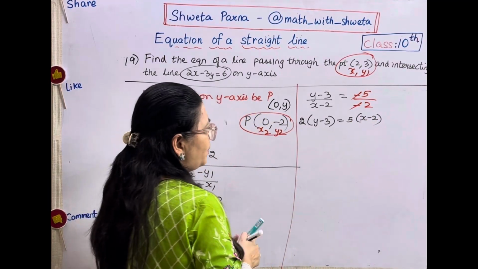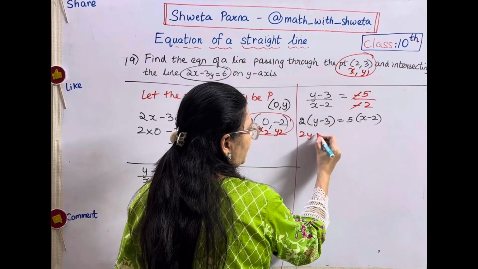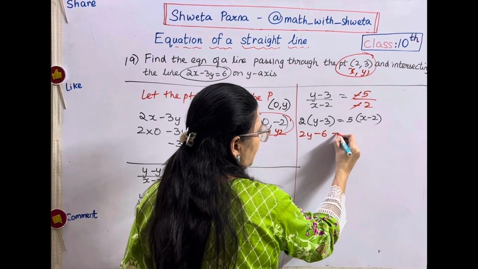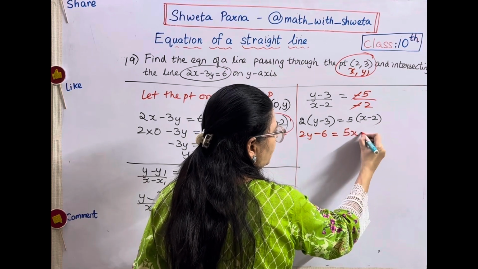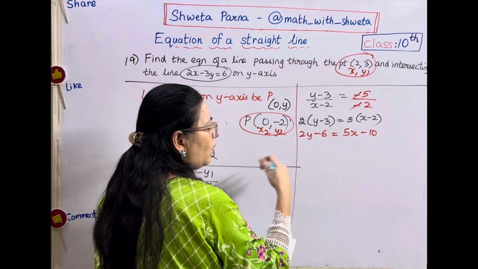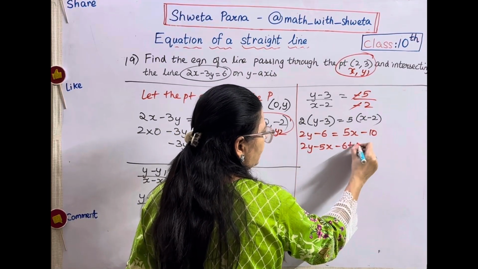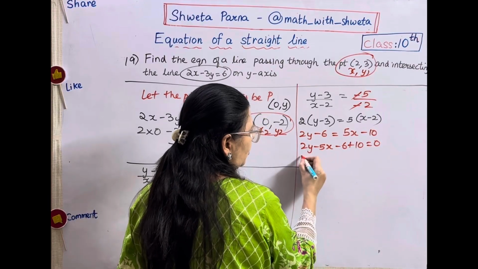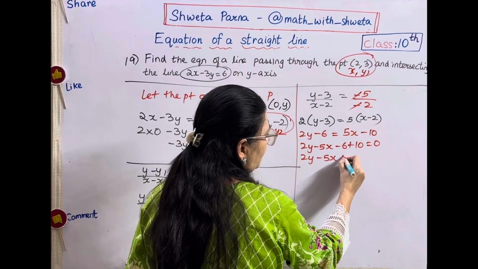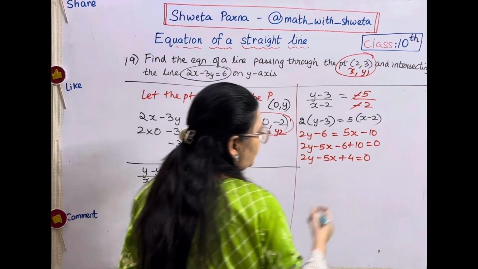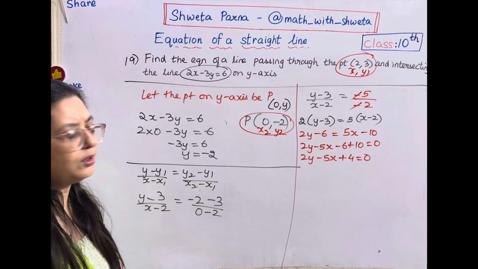Okay, now let's open the bracket. 2 into y is 2y. 2 into minus 3 is minus 6, is equal to 5 into x is 5x. 5 into minus 2 is minus 10. Now bring all of this to one side. Minus 5x minus 6 plus 10 is equal to 0. So 2y minus 5x minus 6 plus 10, which is plus 4, is equal to 0. This becomes the equation of a line which passes through these 2 points.